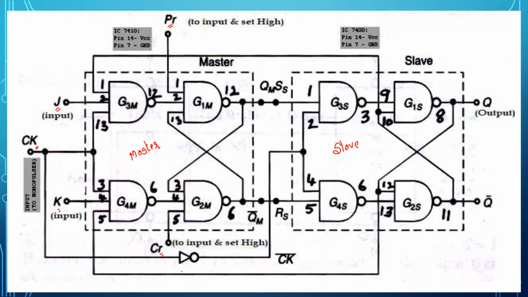So 7404, 7400, 7410. But here I need, this is my first 7410, second 7410, 7400 and 7404. So basically I need to be having 4 ICs here. So that has been taken. So this is regarding the theory part of your JK master slave flip-flop.